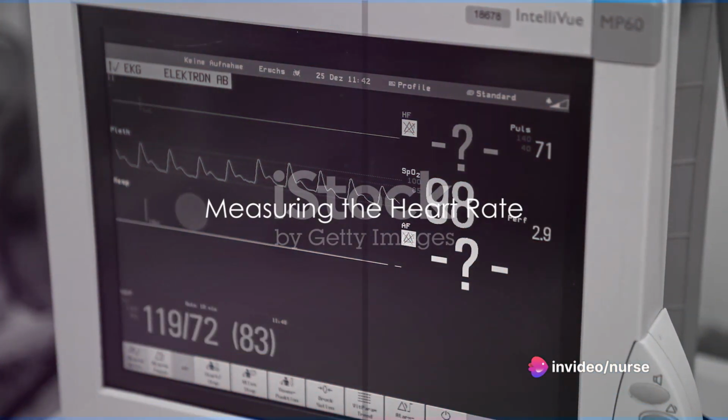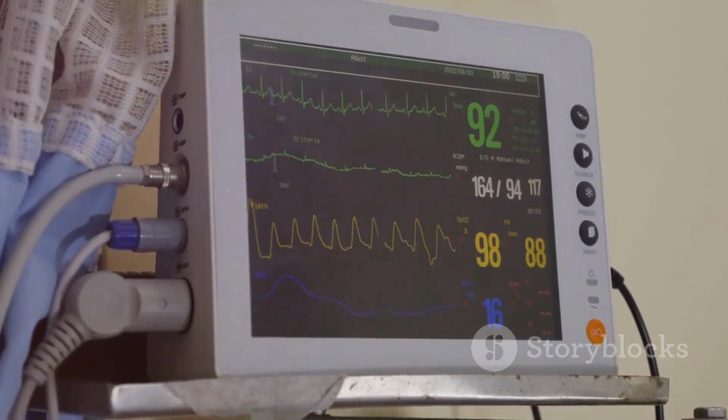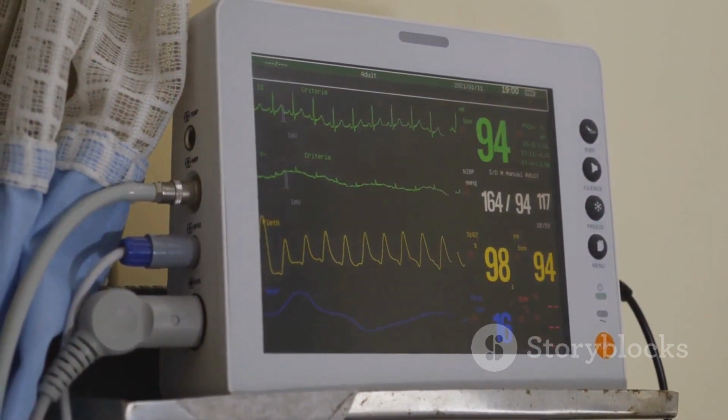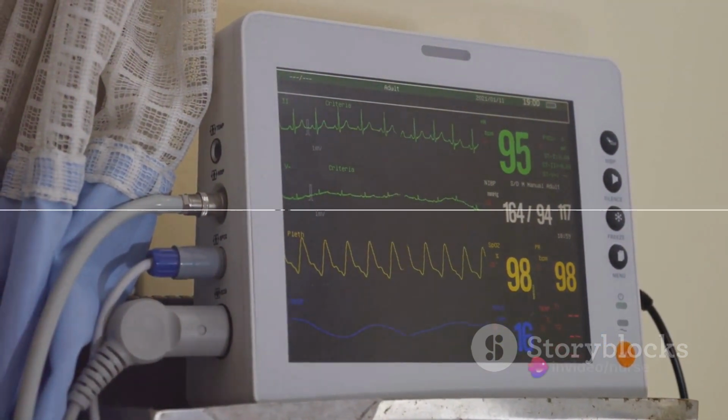Next, measure the heart rate. This can be done by determining the number of R waves in a 6-second strip and multiplying by 10. Or, if available, count the number of R waves in a full minute.